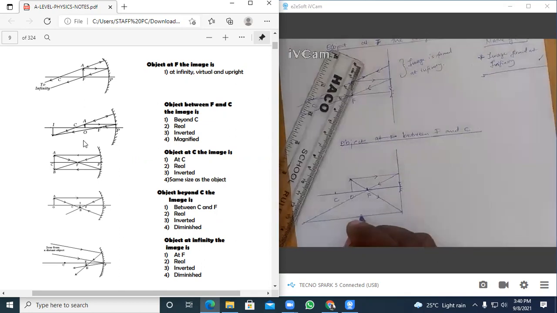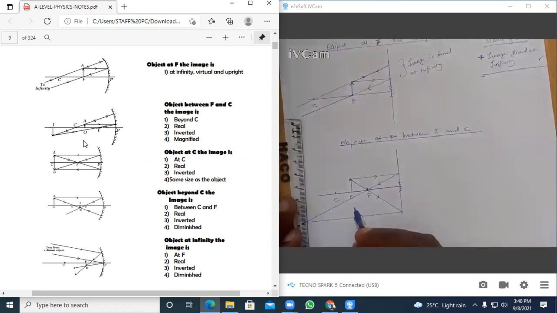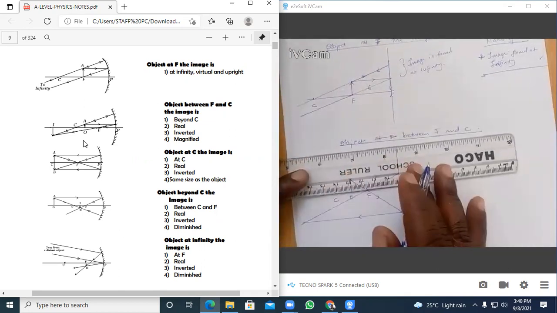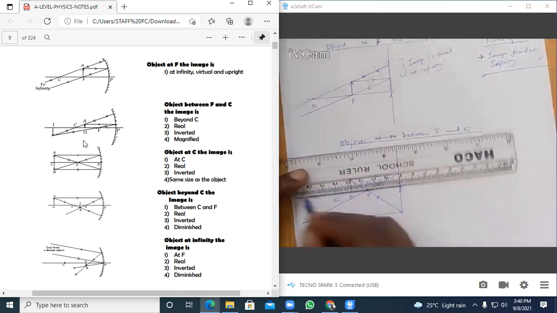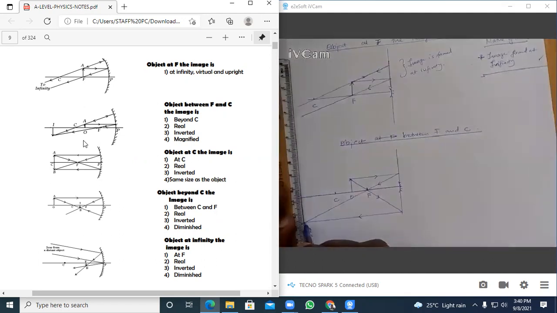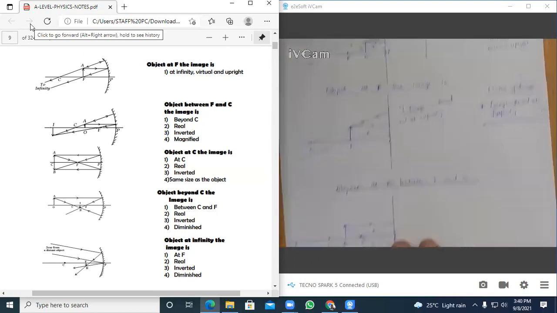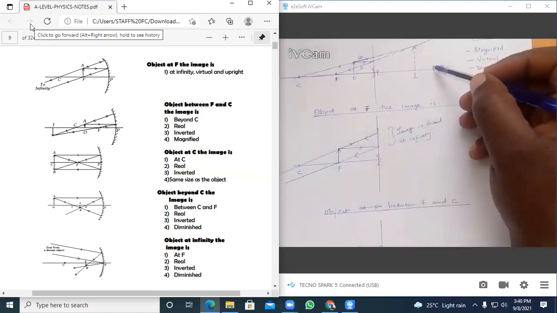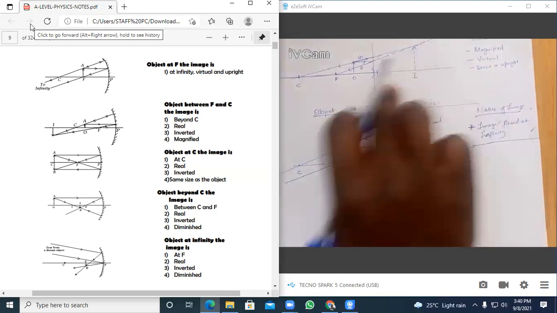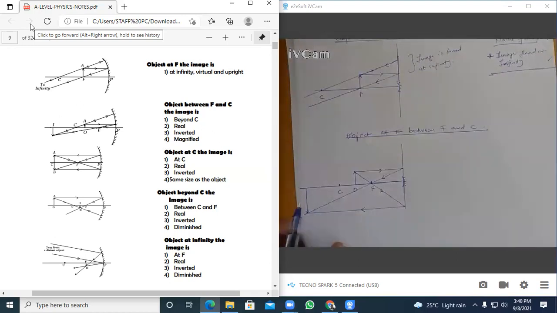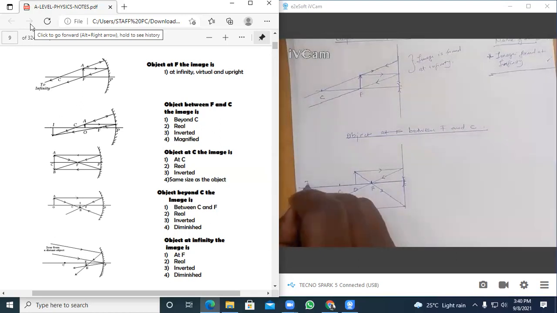Okay. Where the two meet, that's where we have the image. So the image is not dotted. The image appears dotted if it is on the other side of the mirror, inside the mirror. But outside the mirror, it is full. So this is the image.